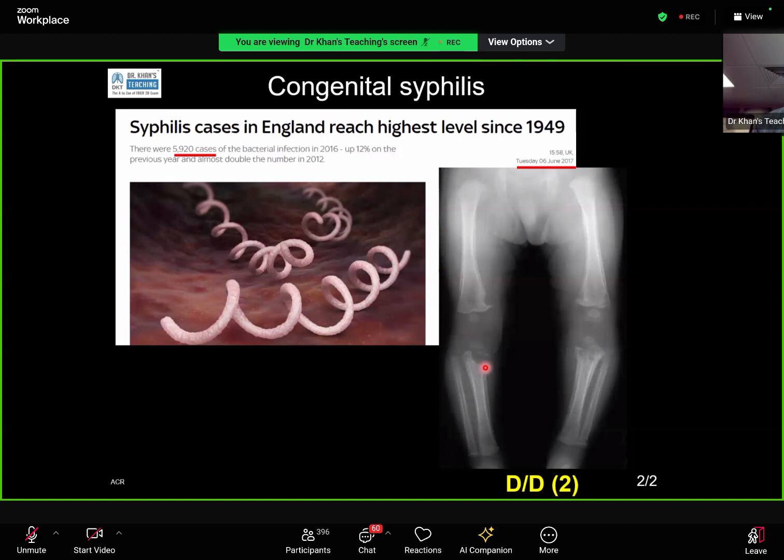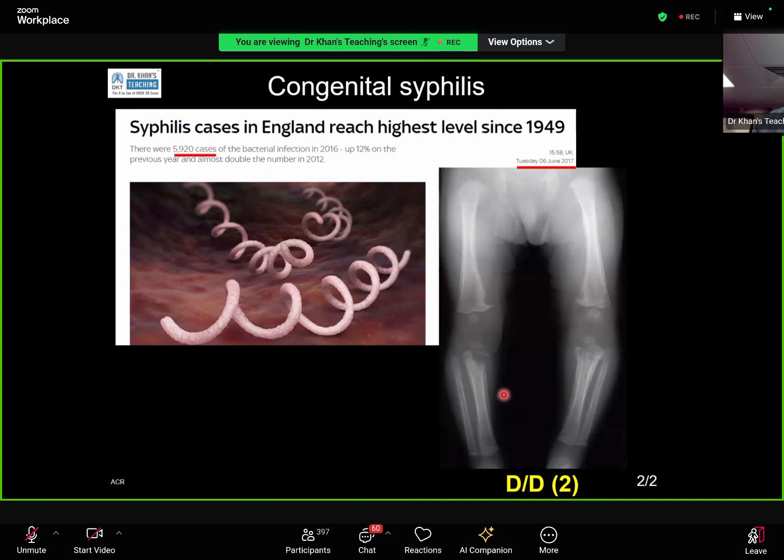Interestingly, this sign is also known as Wimberger sign. And by the way, in scurvy, there is a sign, the pencil thin cortex of the epiphysis, that is also known as Wimberger sign. But in scurvy, you will not see this erosion. With that, there is a lot of periosteal reaction. This is very exuberant.